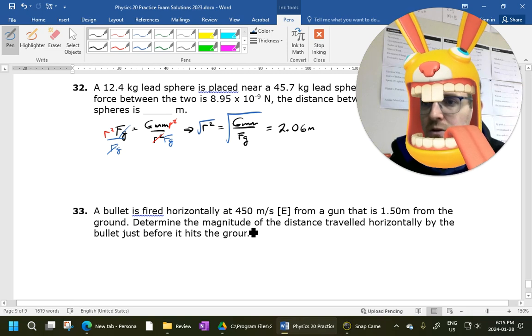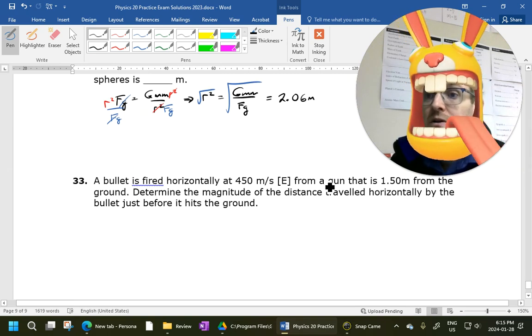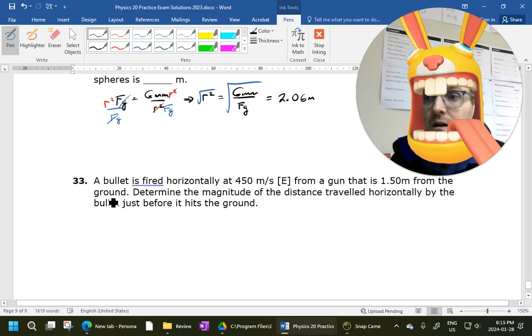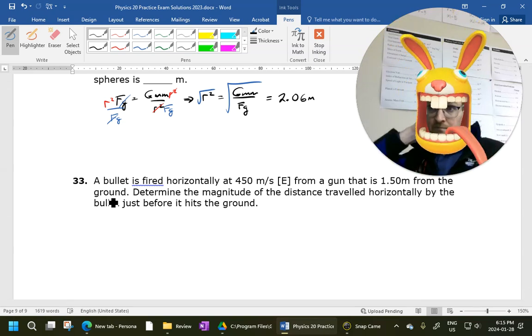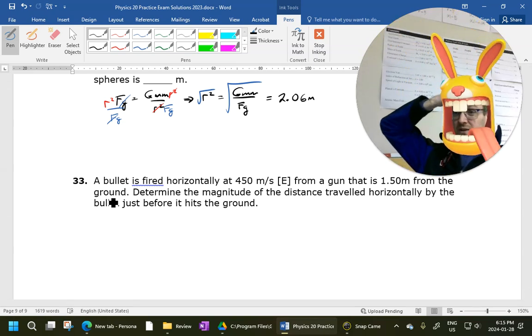Determine the magnitude and the distance traveled horizontally by the bullet. Oh, okay. Fired horizontally from 1.5 meters above the ground. So it's like a shot from the hip or something. How long does it take to fall to the ground? Ignoring the curvature of the earth, assume the ground is pretty flat.